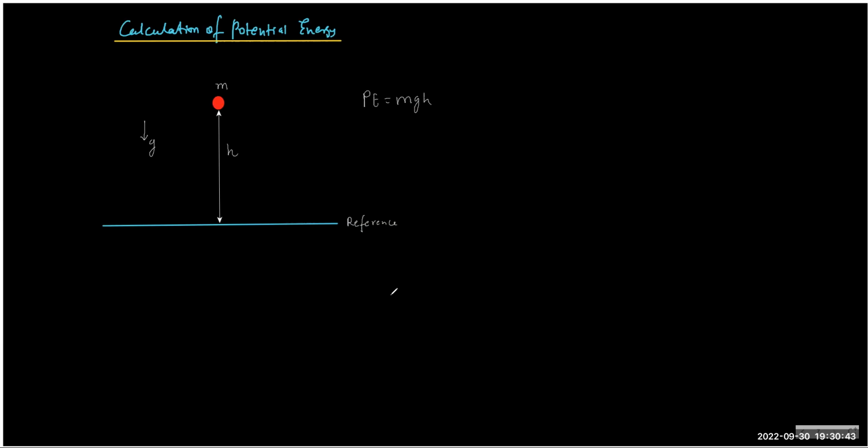Let's think beyond what you see. So you see a particle called mass m. What is given is that this mass is located at a height h from the base. And when a mass is located at a height from the base or the reference, then its potential we write as mgh.